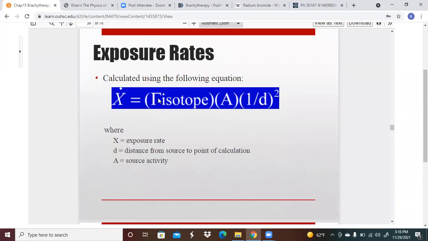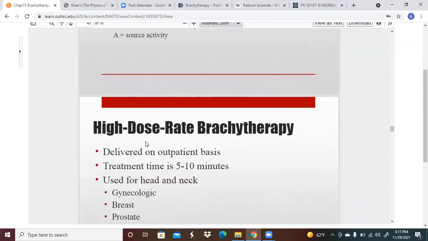Exposure rates are calculated using the following equation. Your exposure rate is your isotope's gamma constant multiplied by the source activity, and then look at that, divided by the distance from the source to the point of calculation squared. Your inverse square law is coming back into play here. You multiply all of that together and you get your exposure rate.